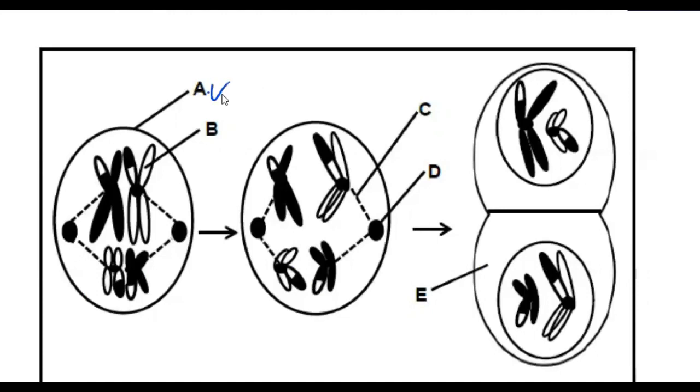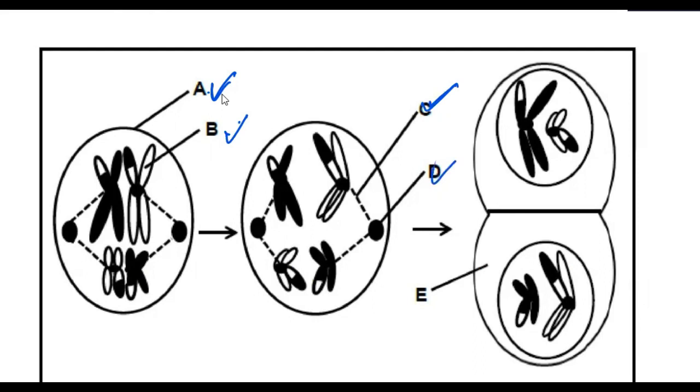What is A? In most cases, students confuse it with a nuclear membrane. This is not a nuclear membrane. You can't have a nuclear membrane when the cell is in metaphase. Therefore, this is a cell membrane. This is the chromatid. This is the spindle fiber. And this is the centriole.